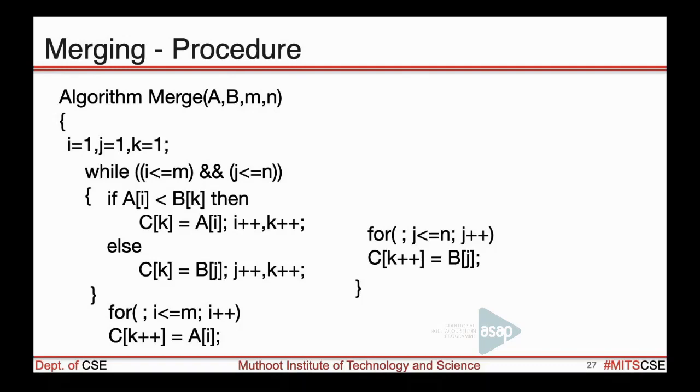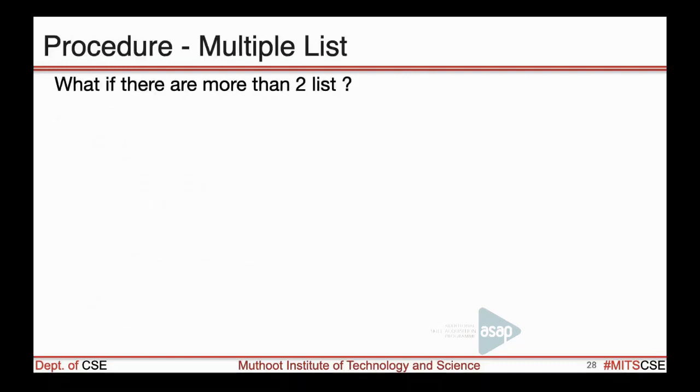So we started with A, B, lengths M and N. We have initialized the values, and until we reach the end of the list, we have to compare and we have to increment. Okay, after that, whatever things are remaining, we have to copy it simply to the C array. Clear? Fine. So this is about one list, okay, one list being merged.